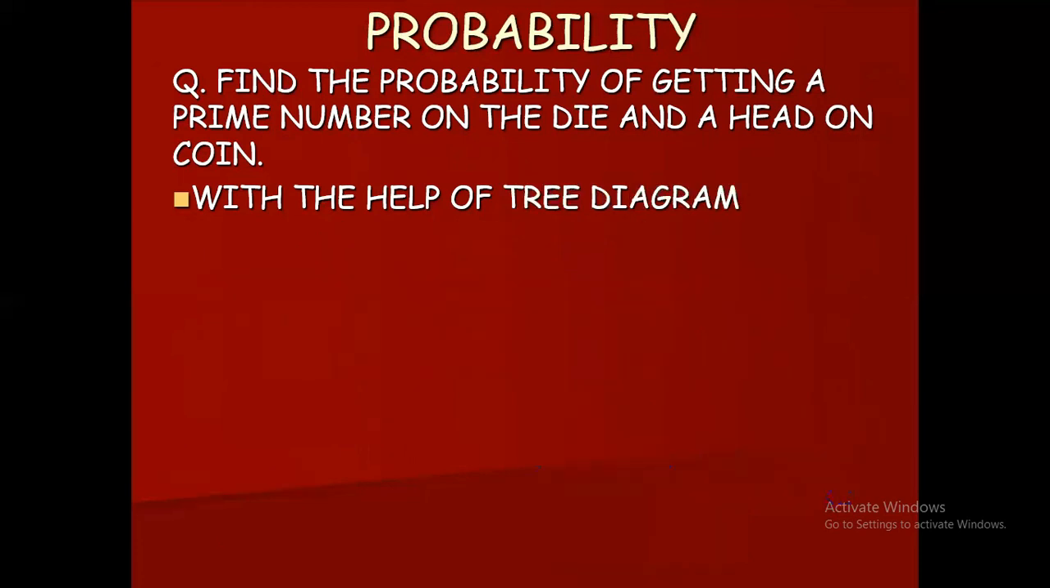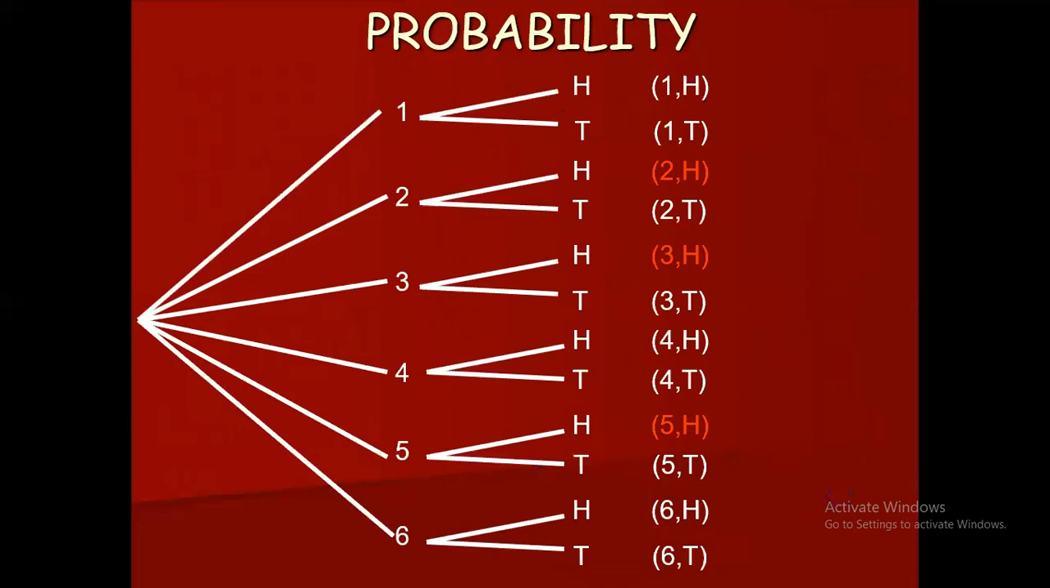Now find the probability of getting a prime number on the die and a head on the coin with the help of a tree diagram. This one is the tree. The first experiment has 6 branches and the second experiment has 2 branches. The favorable outcomes are 2H, 3H, and 5H. The probability of 2 is 1 by 6 and head is 1 by 2, so its probability is 1 by 12, 1 by 12, 1 by 12.